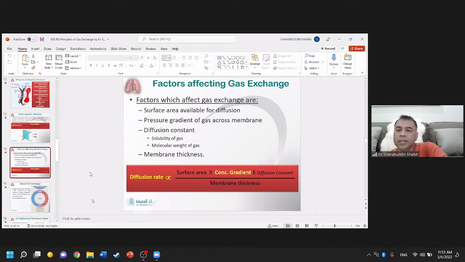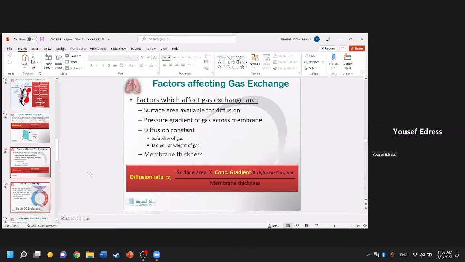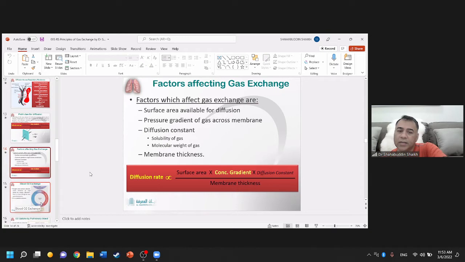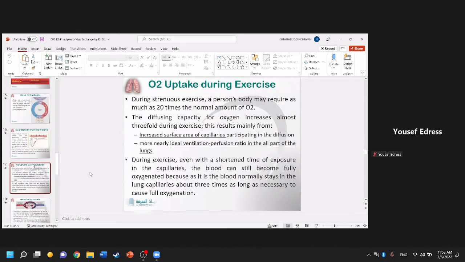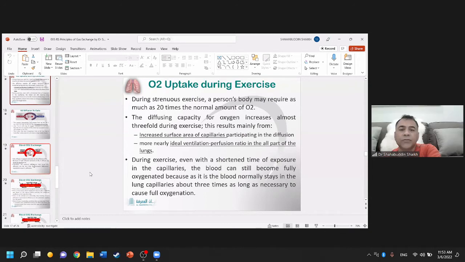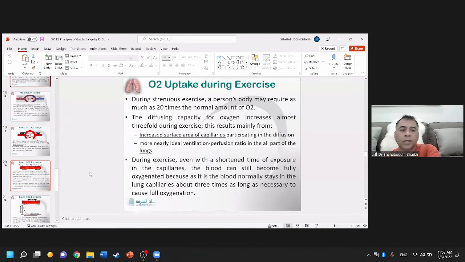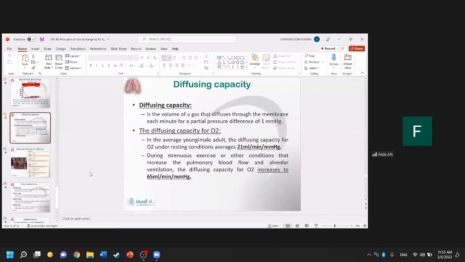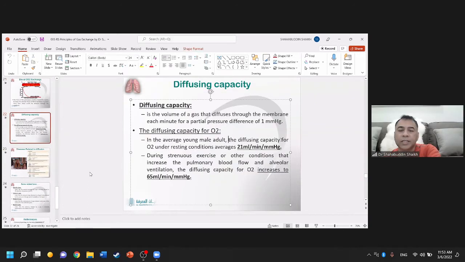Next question: what is the effect of increase in membrane thickness? It decreases diffusion. What is the effect of increased surface area? It increases diffusion. Very nice. What is the normal diffusing capacity of the lung? In an average young adult male, the diffusing capacity for oxygen under resting condition is 21 ml per minute per 1 mmHg concentration difference. During exercise, it increases 3 times.